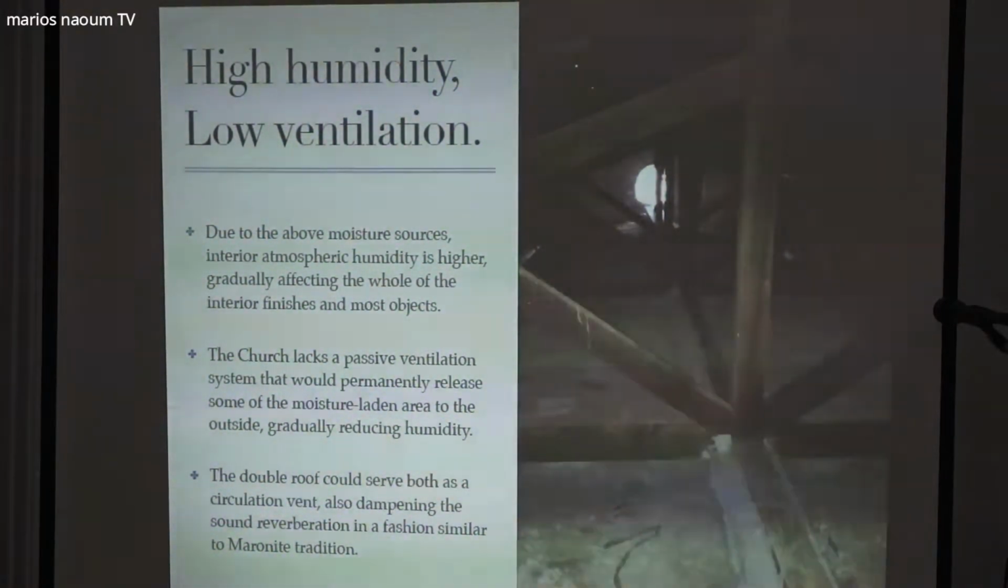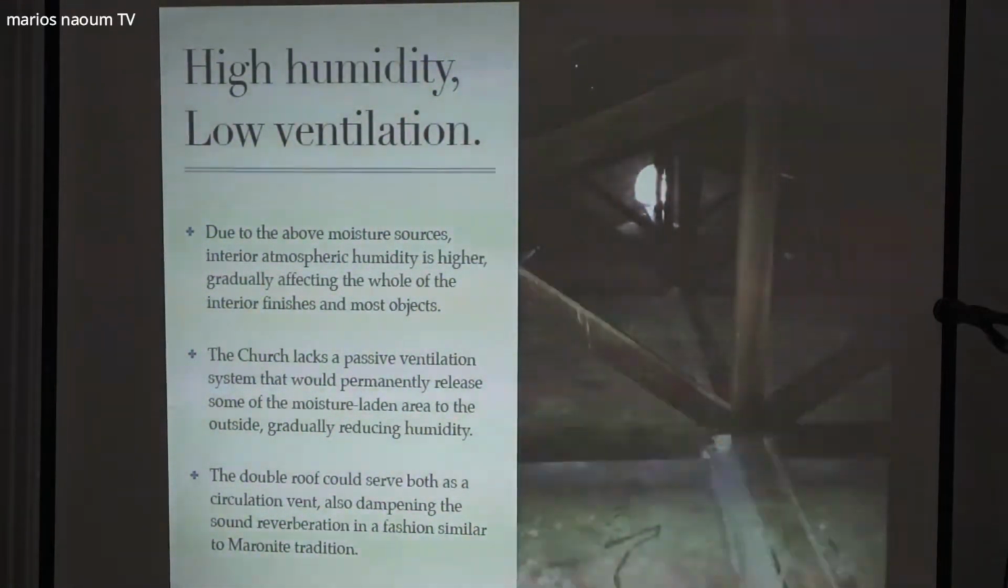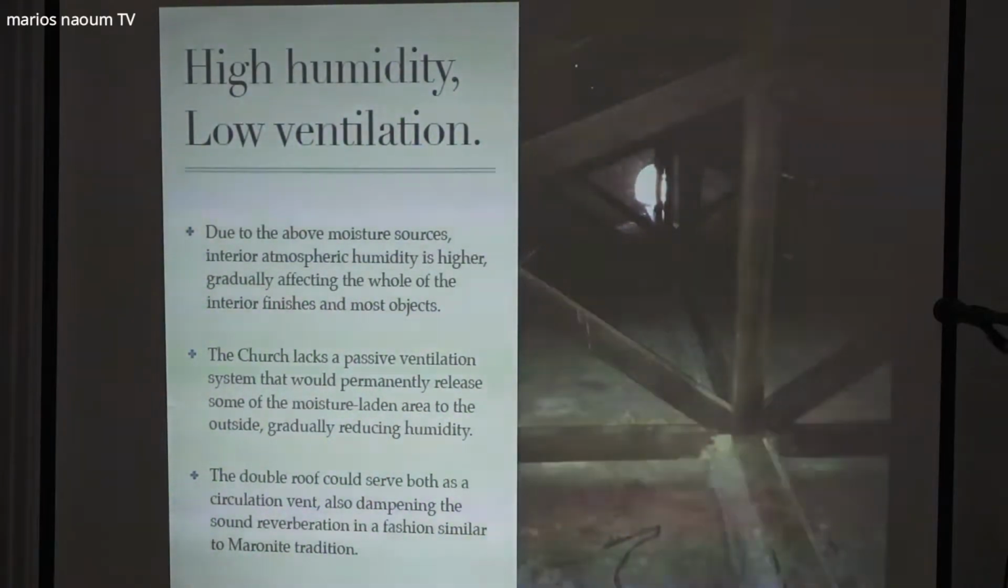High humidity and low ventilation. The conclusion here is that we need a passive ventilation system that will allow for the church to draw air from low and to expel it from high. The entrance points are the doors, and the highest exit points are somewhere on the roof, but I will leave that for Ali to describe.